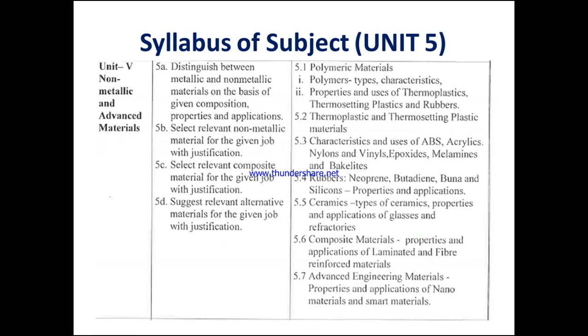I think you have studied these polymers in chemistry in the first year. Then some other polymers, that is ABS, acrylics, nylon, vinyl, epoxides, melamines and bakelite, that we have to study. Actually this is used in the automobile industry. Then the next one is rubbers. The tube or tire of a vehicle is made up of rubber. So for that purpose we have to study the rubbers, that is neoprene, butadiene, buna and silicones.